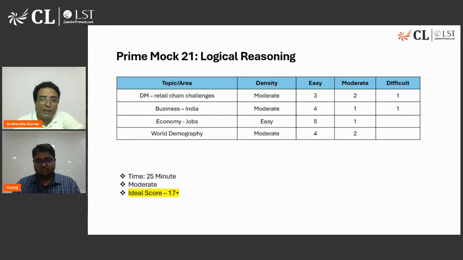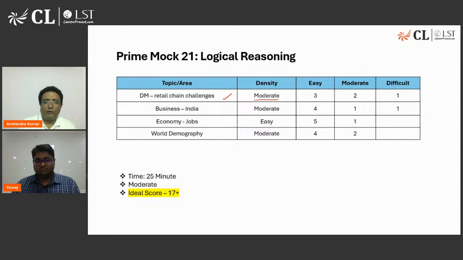If we talk about Logical Reasoning, again a very moderate kind of section, completely based on the pattern. The first passage was on retail chain challenges, which was a moderate read. The density of reading, the difficulty level of the reading, was of the moderate kind.